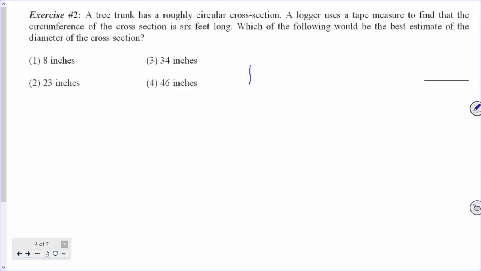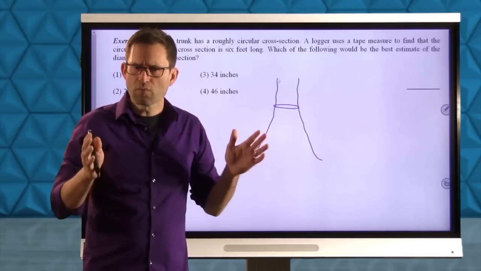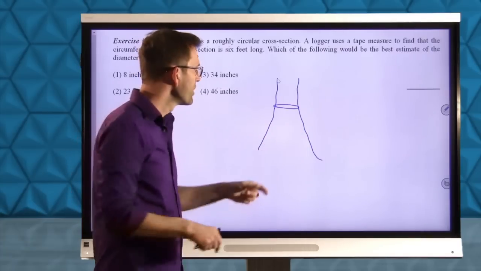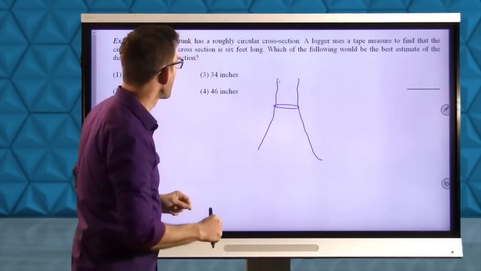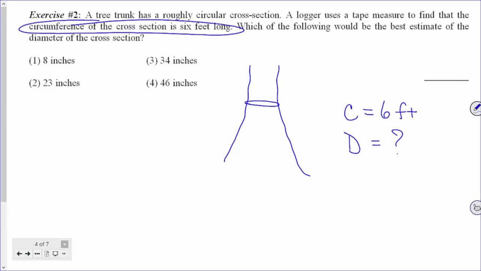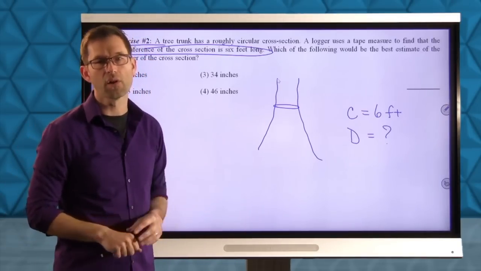So keep in mind what's going on here. I've got my tree, and we've got somebody who comes in and says, all right, I've got a cross-section that's essentially circular, right? And what I kind of want to know is what's the diameter of this tree? Well, it's very easy to take my tape measure out, a bendable tape measure, string it around, and what I find is that the circumference of the cross-section is 6 feet long. We know the circumference is 6 feet. What we want to try to figure out is what the diameter is. Pause the video now and see if you can figure out what the diameter is, or which one of these is closest to the diameter.